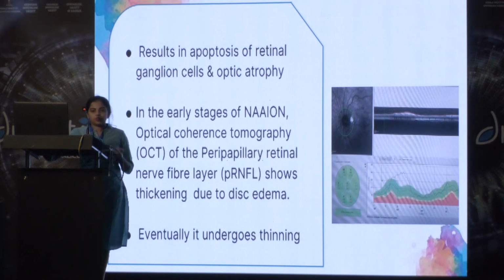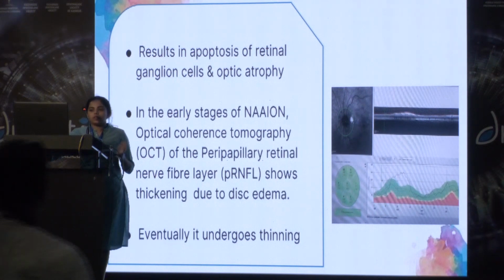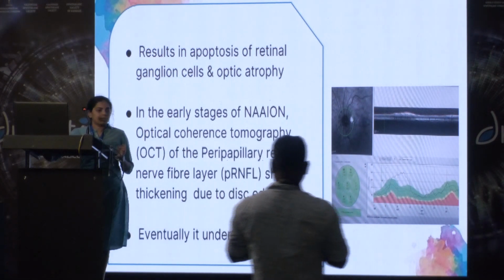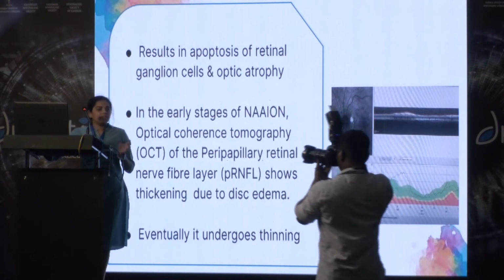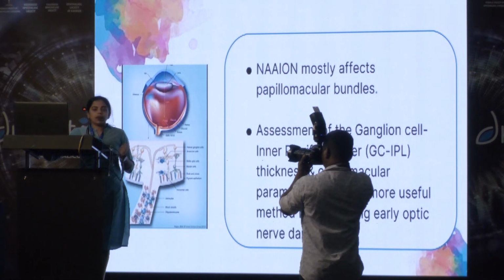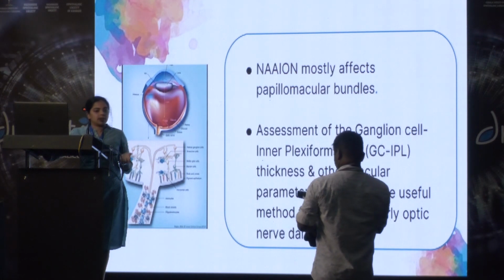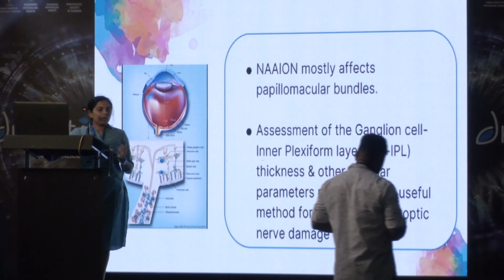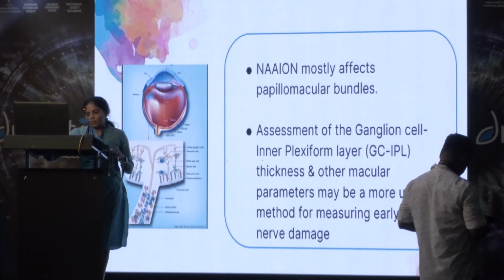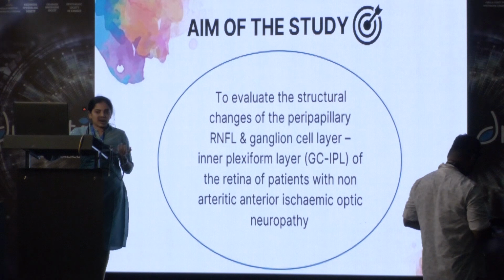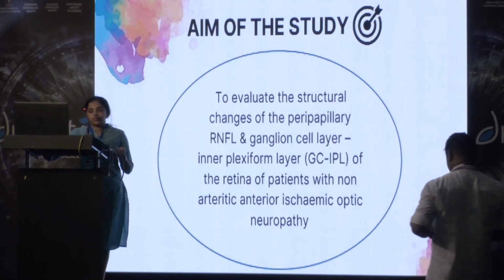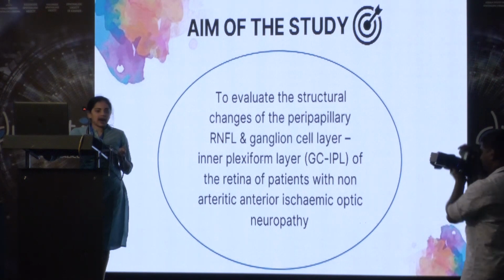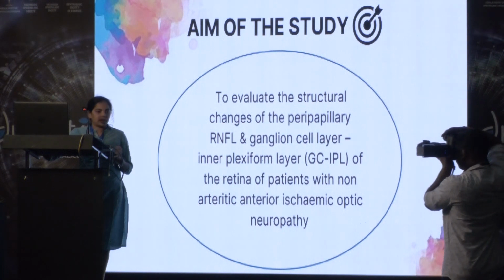So in the early stages of NAION, the optical coherence tomography of the peripapillary retinal nerve fiber layer shows thickening due to disc edema, but eventually it undergoes thinning. It has been observed that NAION mostly affects the papillomacular bundle. So assessment of the ganglion cell layer, inner plexiform layer thickness and other macular parameters may be a more useful method to assess early optic nerve damage than peripapillary RNFL. So the aim of my study is to evaluate the structural changes of the peripapillary retinal nerve fiber layer and ganglion cell layer, inner plexiform layer of the retina of patients with NAION.